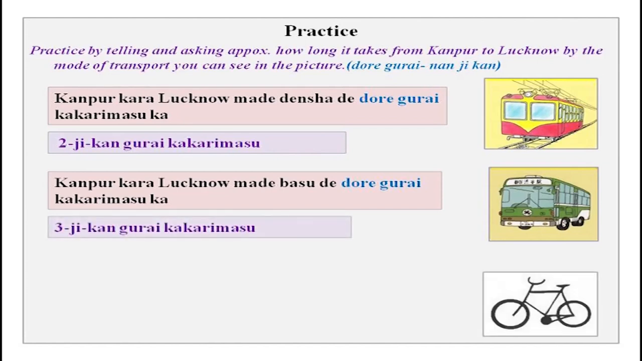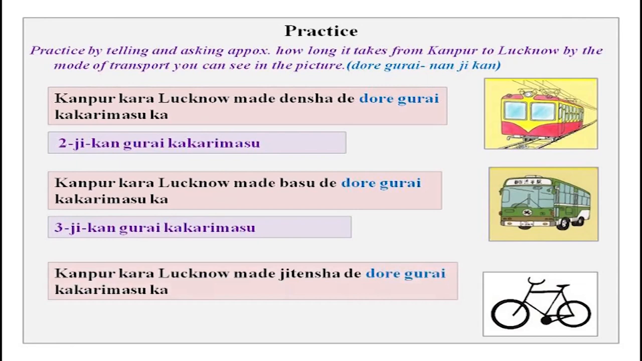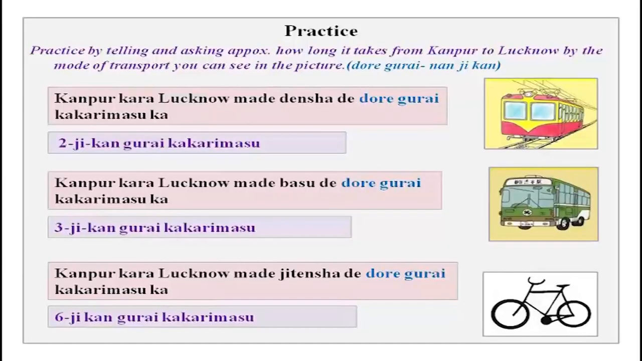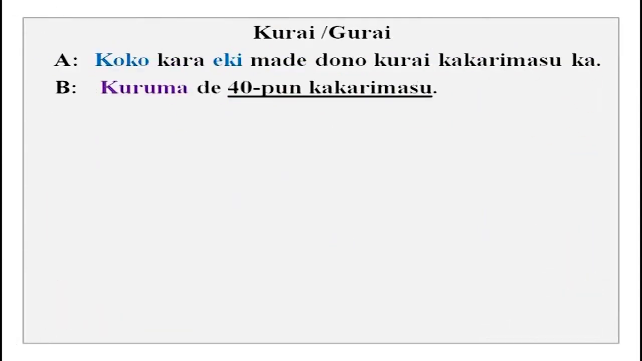And then we have another picture for you, which is of a cycle, jitensha. So then Kanpur kara Lucknow made jitensha de dore gurai kakarimasu ka? And let us see how many hours it says. 6 jikan gurai kakarimasu. You could also say 6 jikan kakarimasu. So that means it is exact 6 jikan, not more, not less. But you never know how long it will take by any of these things. So you can use gurai over here. Now kurai and gurai both are same.